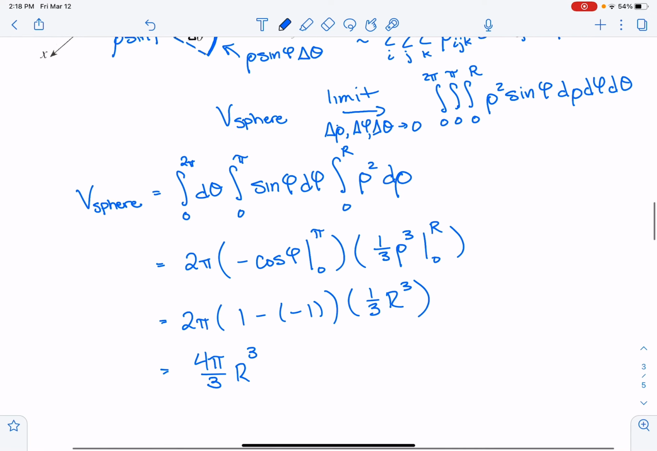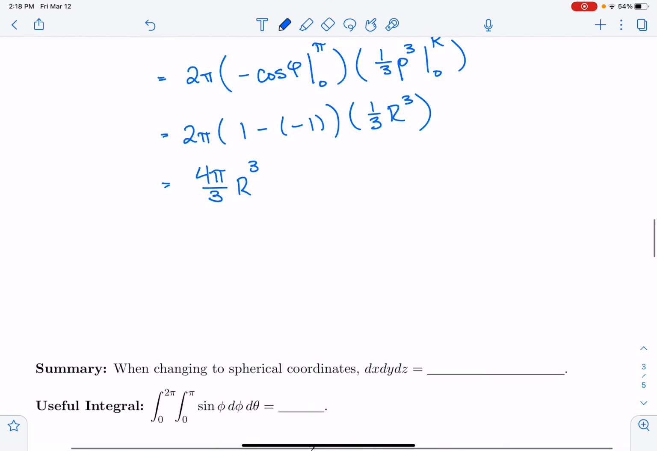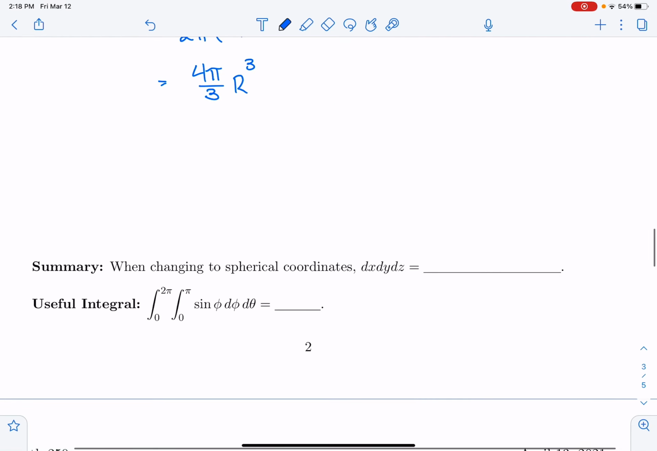Okay, so what did we learn from this? Just a little summary here. When changing to spherical coordinates, then dx dy dz we can write as rho squared sine phi d rho d phi d theta. And that will give us our spherical coordinates change when we're doing triple integrals.